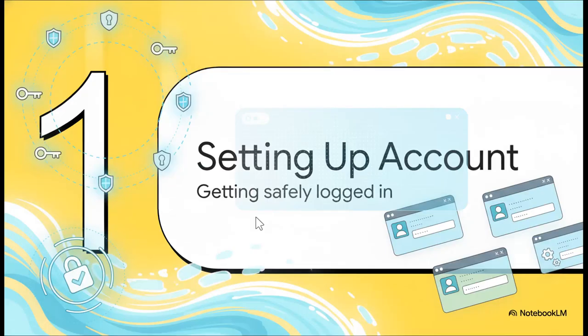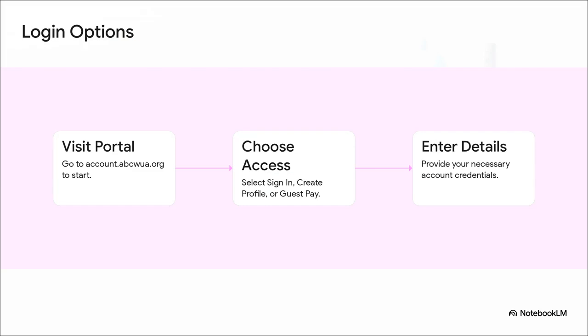Section 1. Setting up your account. Okay, let's dive into this first crucial step, which naturally starts with knowing exactly where to go. Your primary access gateway for digital bill settlement is account.abcwa.org. Now, you actually have two options when you arrive at this portal.